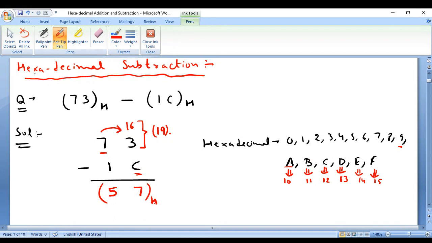So this is the complete concept for hexadecimal addition and subtraction. I hope the concept is clear. If you still have any doubt, you can ask in the chat box. I will try to reply for the same.